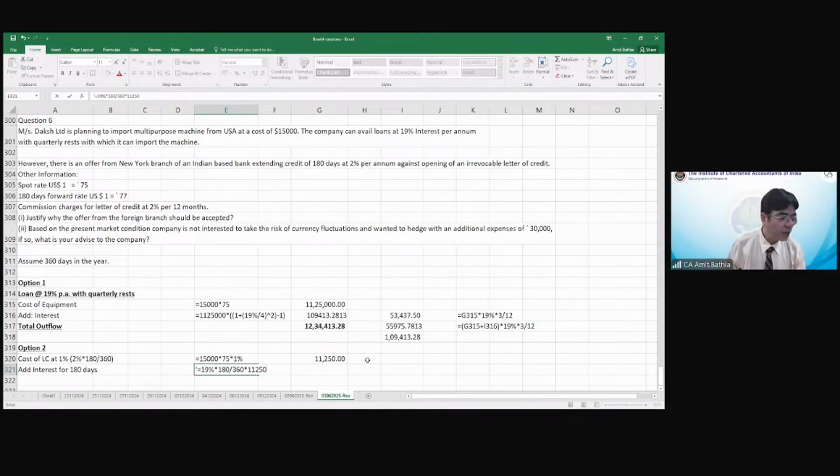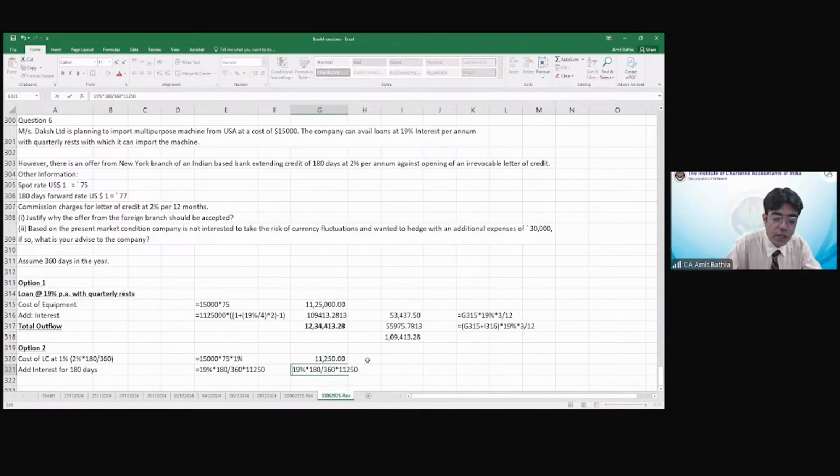Now, obviously, I don't want to pay anything from my pocket. So indirectly, I am essentially borrowing this. Now, say for example, one of you says, "Sir, I have 11,250. Why will I borrow money?" Fair enough. But in that case, we are accounting for this 19% as an opportunity cost. Right? So we add this interest part for laying out this 11,250.